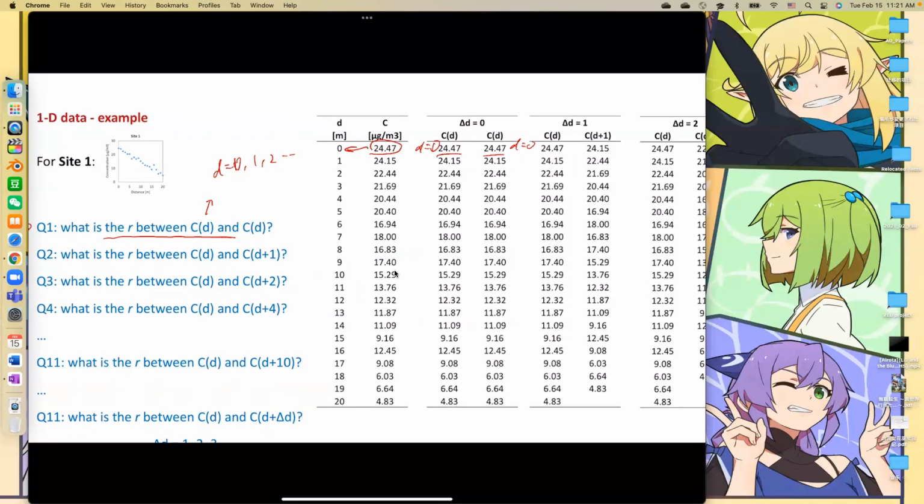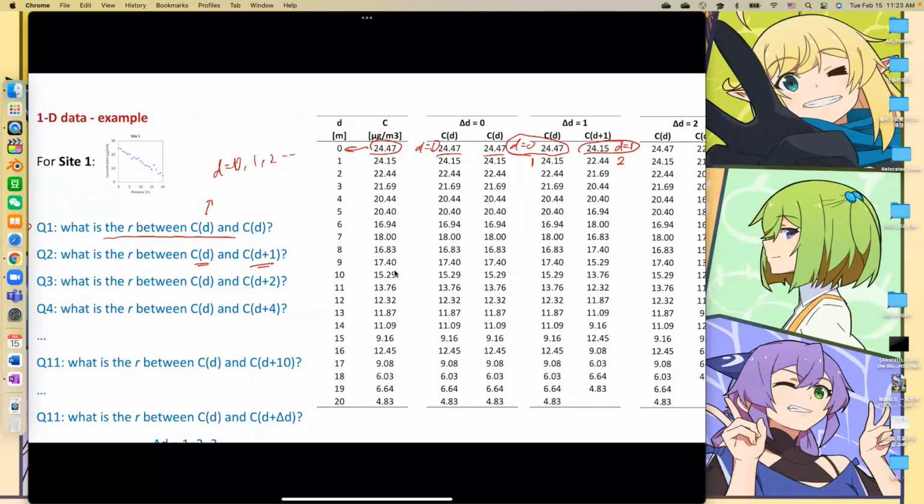And then what's the correlation between C(D) and C(D+1)? When it is C(D+1), we have delta D equals 1. This one still refers to when D equals 0, but on this one, it is the concentration at D equals 1. And again, this is D equals 1, and this is D equals 2. So we have a shift.